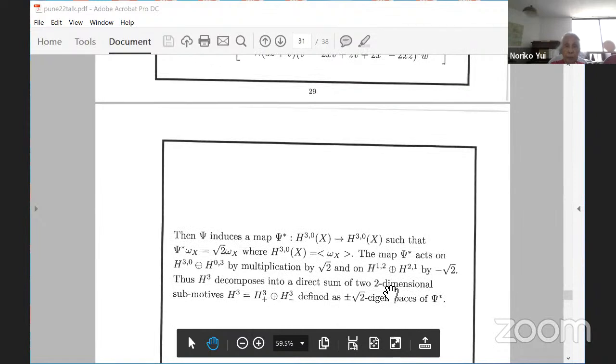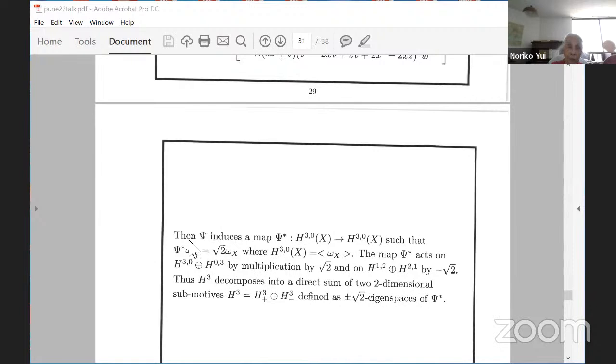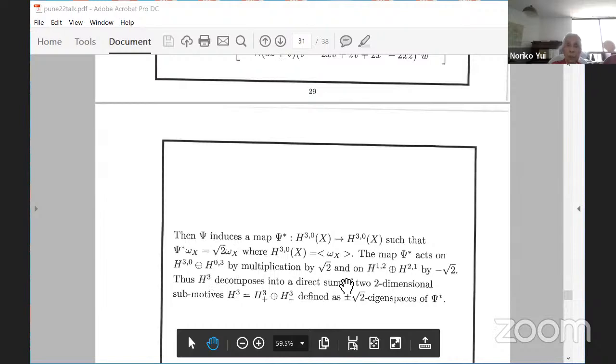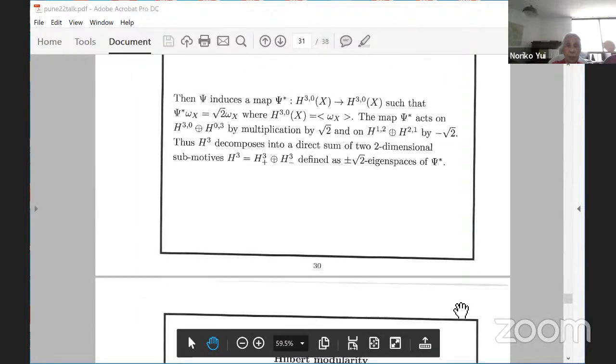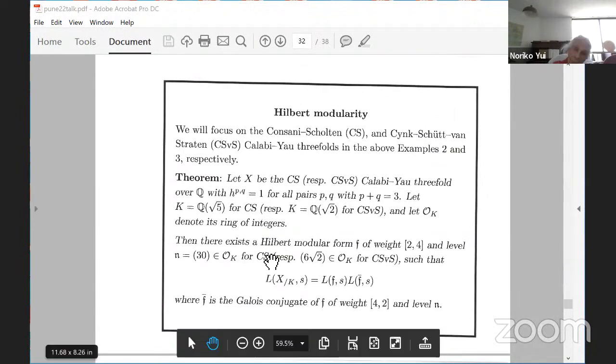So for this example, the idea is that we have this correspondence, then this induces a map on H^{3,0}, sending the holomorphic 3-form omega_X to square root 2 omega_X. That's what we wanted. And then the map acts on this rank 2 motif by multiplication by square root 2, and for this one, by minus square root 2. So H^3 will decompose into the direct sum of two-dimensional submotives: the eigenspace for square root 2 and the eigenspace for minus square root 2. Each one will give you a two-dimensional Galois representation. So that will come into the proof.